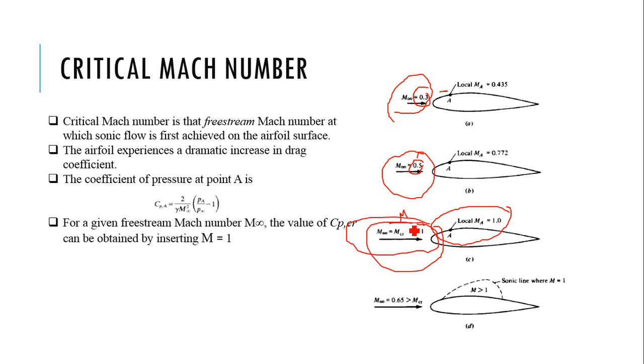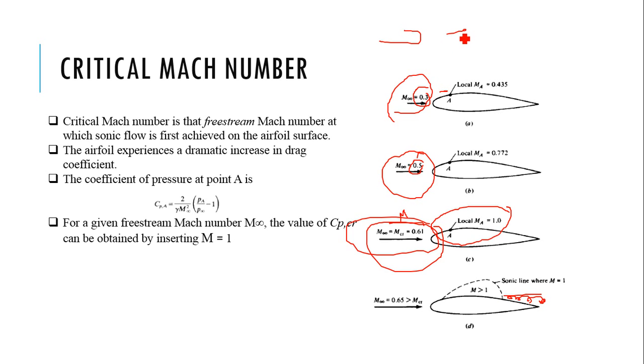When we increase the free stream Mach number above this critical Mach number, we will be having shock over here. That means we will be having shock here and here. The separation here is the sonic line. And because of the shock over the surface of the airfoil, we will be having separated flow here. We will be having the flow separation here. This will cause a tremendous increase in drag.